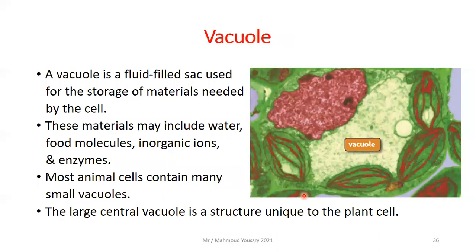Then we come to the vacuoles. A vacuole is a fluid-filled sac used for the storage of materials needed by the cell. So this is a bag filled with fluids that's used for storage of materials needed by the cell. These materials may include water, food molecules, inorganic items, and enzymes. Most animal cells contain many small vacuoles, but in plant cells there is a large central vacuole. This is unique to the plant cell.